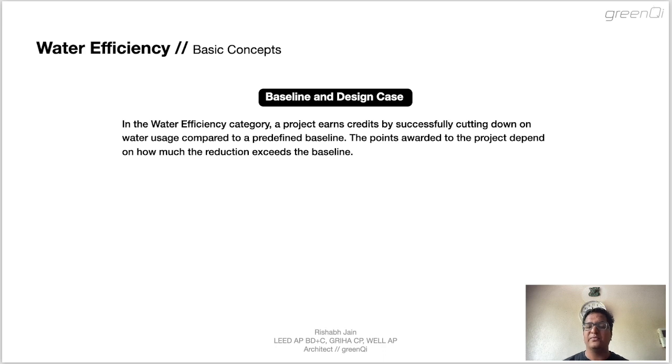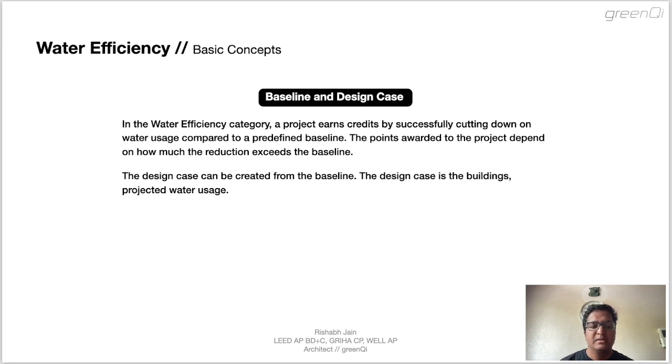Think of this normal amount of water as a starting point. If they use even less water than that, they will get more points for that. So the better they are at saving water, the more points they'll earn for their project in the water efficiency credit. The design case can be created from the baseline. Design case is basically the projected water use for our project. We design our systems in accordance to the design case.